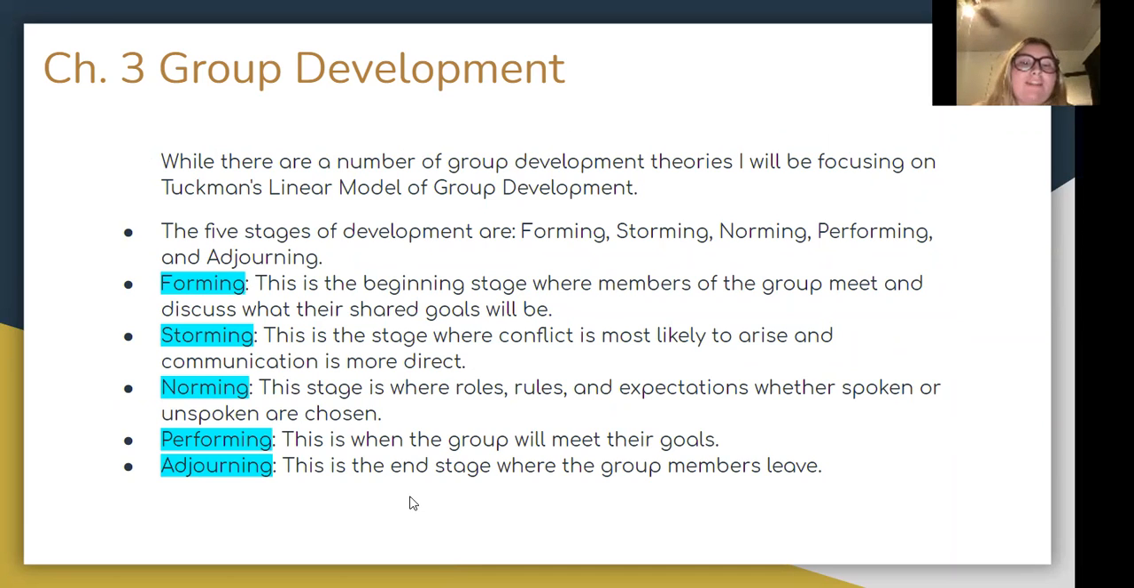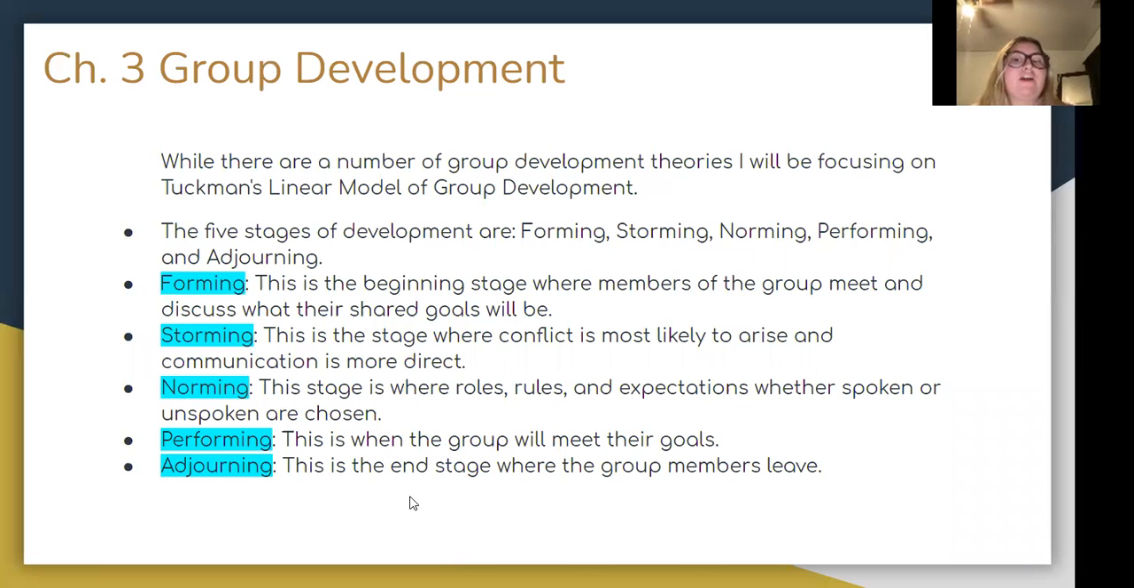Then there's storming. This is the stage where most conflict tends to occur. You guys are kind of getting into your roles. You're shifting around, being a little bit more upfront, more direct with what you want from your group experience and what you would like to see in terms of the project or whatever you guys have decided is your goals. And then there's norming. This is a stage where you have your roles and you've set the rules and expectations. Some of them can be unspoken or spoken. It just depends on what they are.